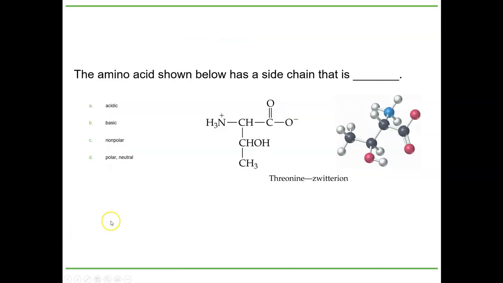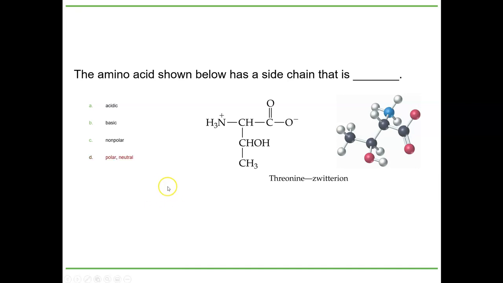All right, just some quick questions to see where you're at in terms of understanding what the components are and what's the side chain versus the backbone of these amino acids. The amino acid shown below has a side chain that is what? So this is going to be a threonine, and is it acidic, basic, nonpolar, or polar? So pause and think about this, and then we'll talk about the answer.